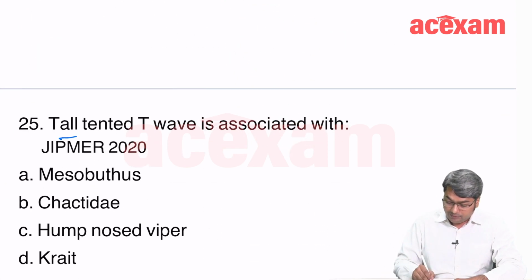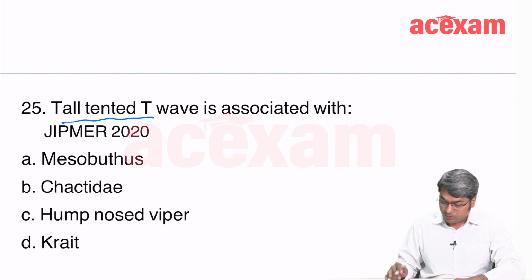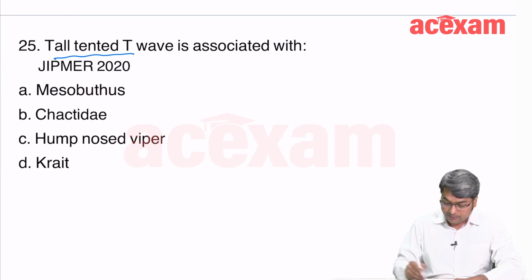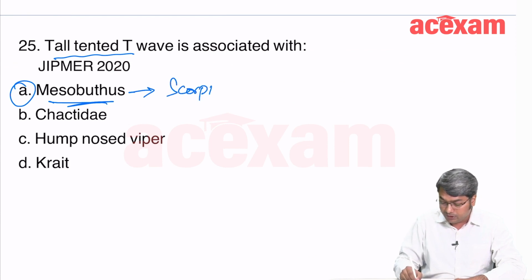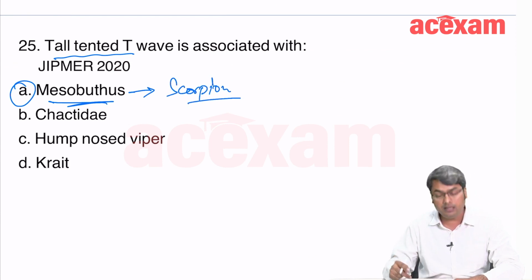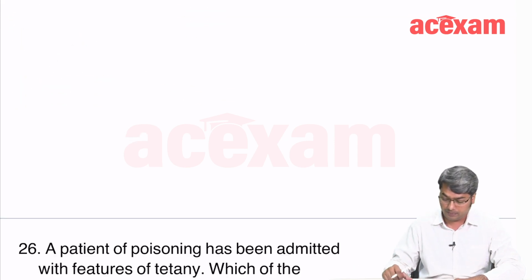Tall tented T wave is seen due to hyperkalemia, and this is seen with Mesobuthus. What is Mesobuthus? It is nothing but scorpion. So in case of scorpion sting, we see this tall tented T wave.